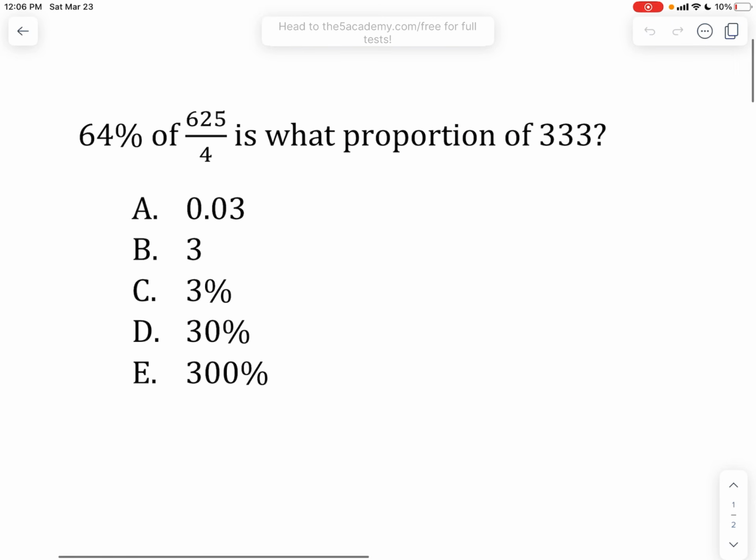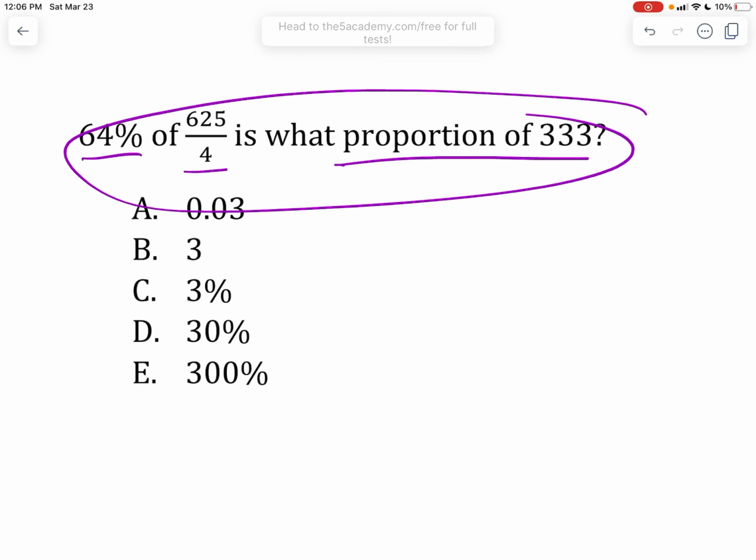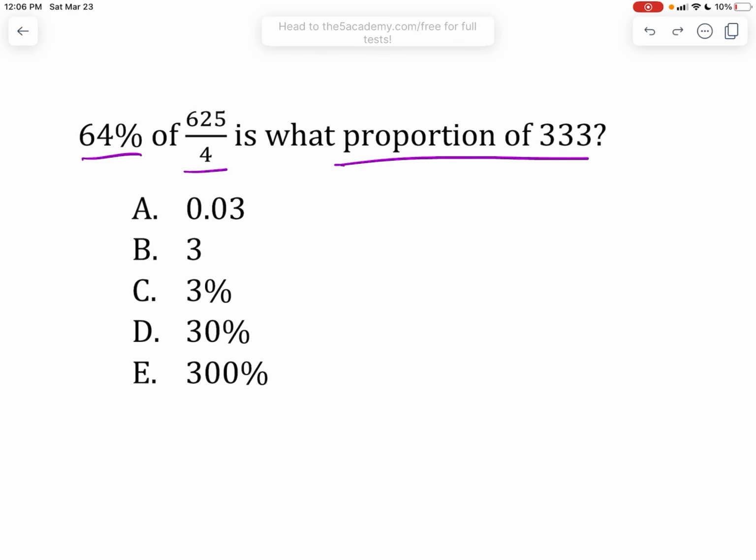Who cares, right? 64% of 625 over 4 is what proportion of 333? Okay, so what is this saying? There is a way to think through these word explanation math problems where they describe the problem to you instead of just writing out the equation and telling you to solve for it. A key thing is when you're given something that is a percent of something else, that means multiply. That means multiply the decimal equivalent of the percent by that number.